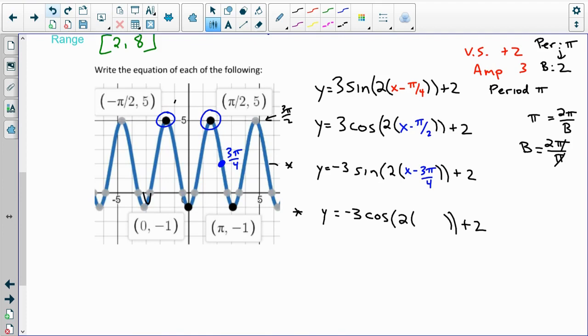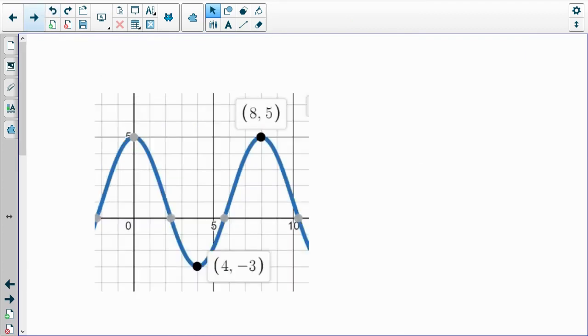I also could do a negative cosine graph. That starts at 0. I could just put x. I could also have it starting at pi or negative pi. I have a variety of different options, but these are all ways that I could write this equation. Let's do another example.